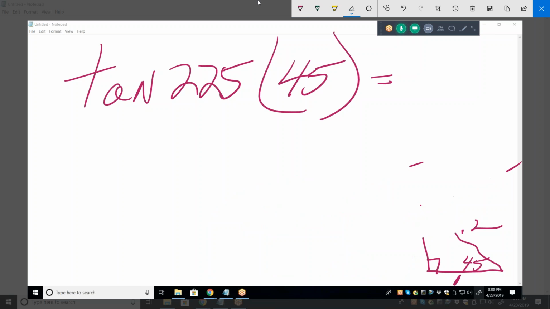Okay, and is it plus or minus? It's always the last thing. Minus. Which quadrant is 225 in? Remember, it's 225 we're looking at, not 45. It's in the third. What is tangent in the third?